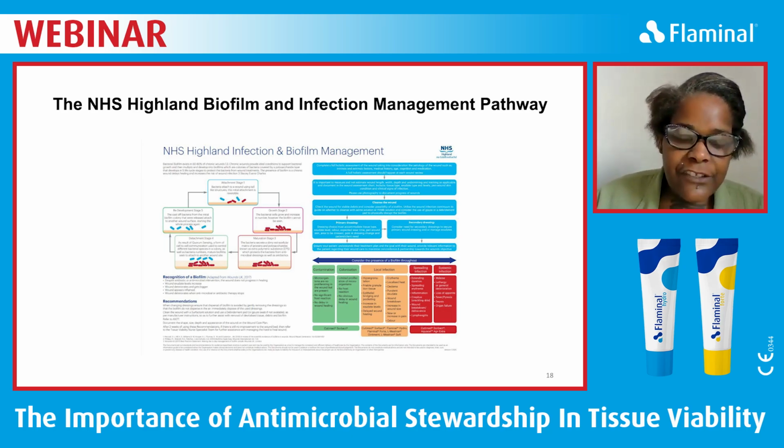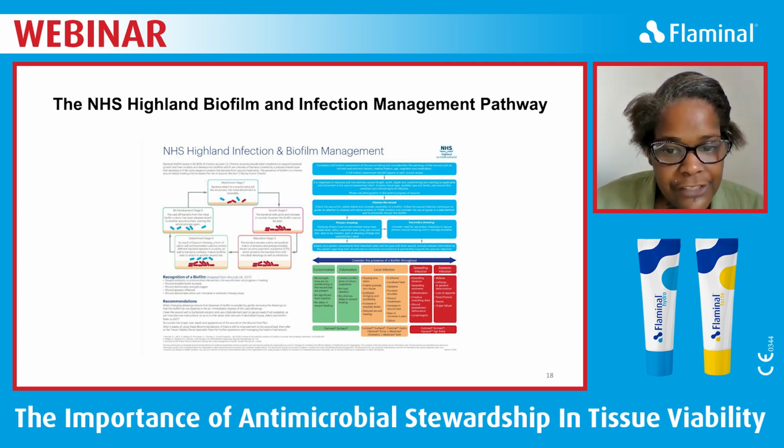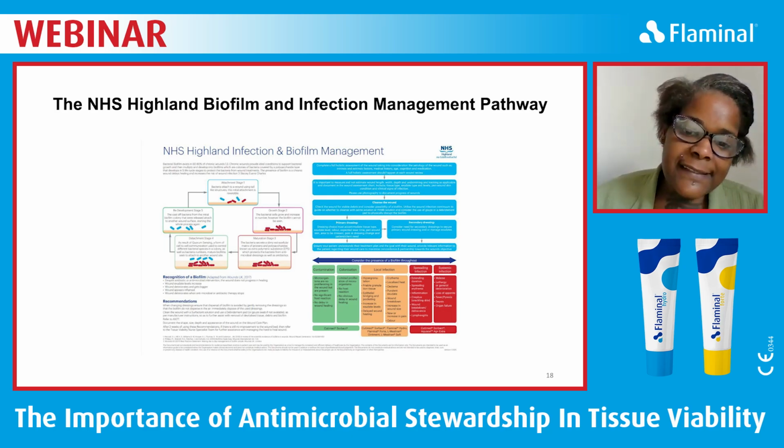And what you can see on this pathway is that it's color-coded. So you have a pathway that indicates when a wound may show signs of contamination, colonization, localized infection, right through to systemic infection, where a patient will need to be treated for sepsis, but can have antimicrobial dressings applied to that wound whilst they're being treated for systemic infection.